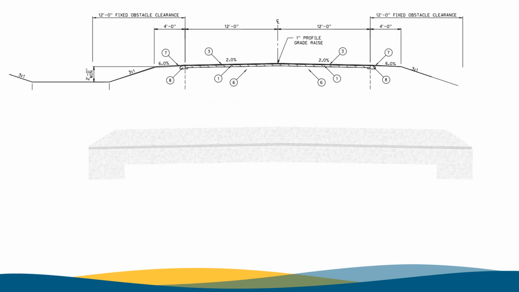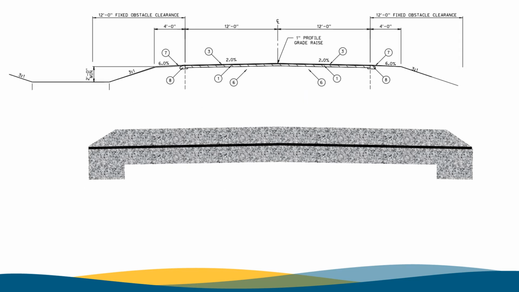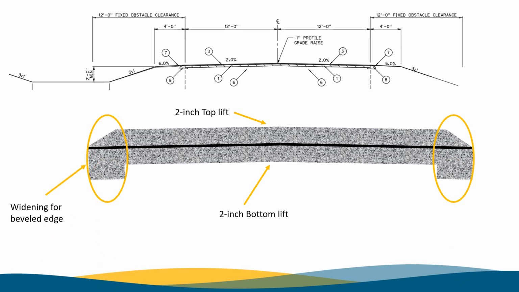So here is the plan's typical section, and below it I have expanded it, so it's easier to discuss in some detail. This project is going to be paved with a 2-inch bottom lift and a 2-inch top lift, adding the beveled edge on both sides as the typical detail shows.